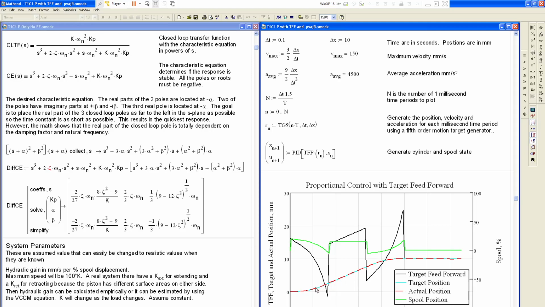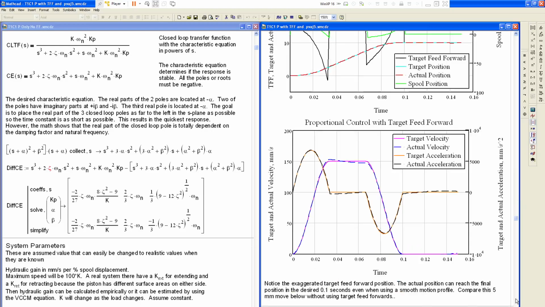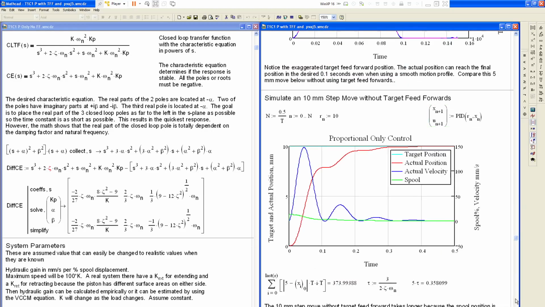So basically what's happening is that the actual position is trying to follow this target here, but because of the phase lag, it's actually following exactly on our real target position, which is down here, and we can make the motion in the desired amount of time. So that's the big advantage. And then down here, this is without the target feed forwards. You can see that it takes about 0.3 seconds, maybe even 0.4 seconds to move 10 millimeters.